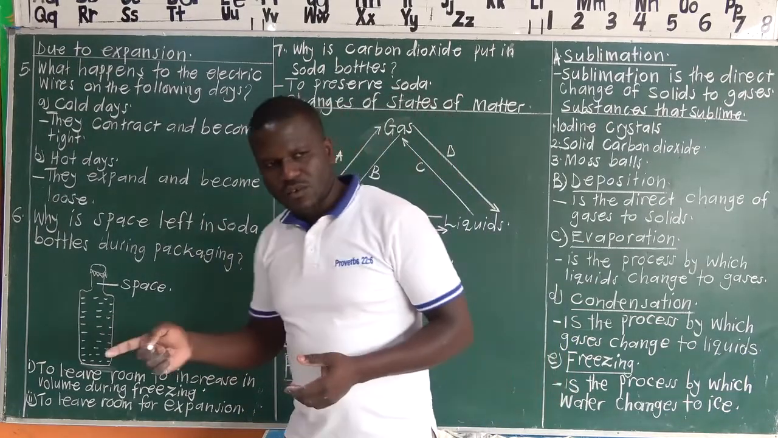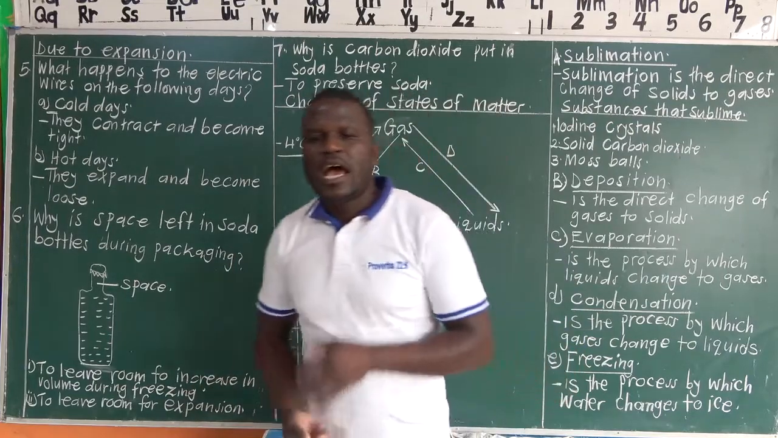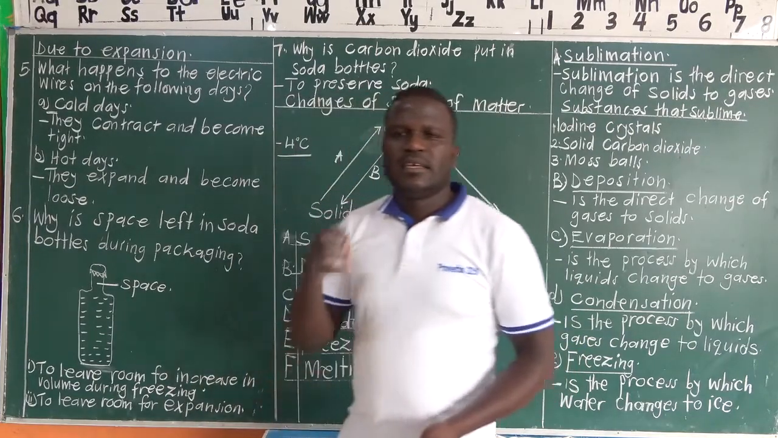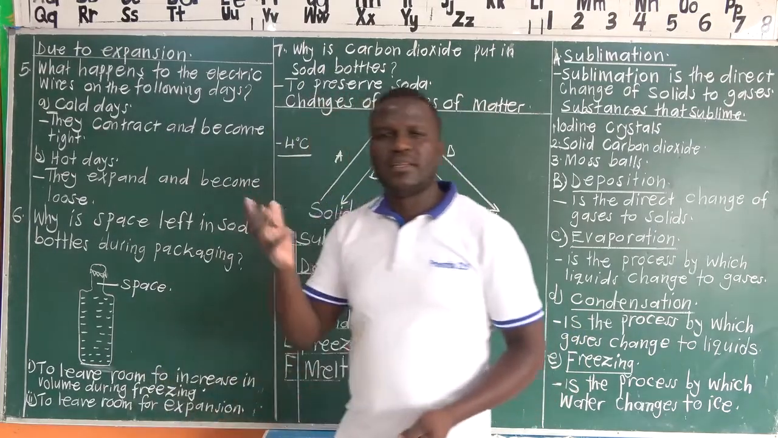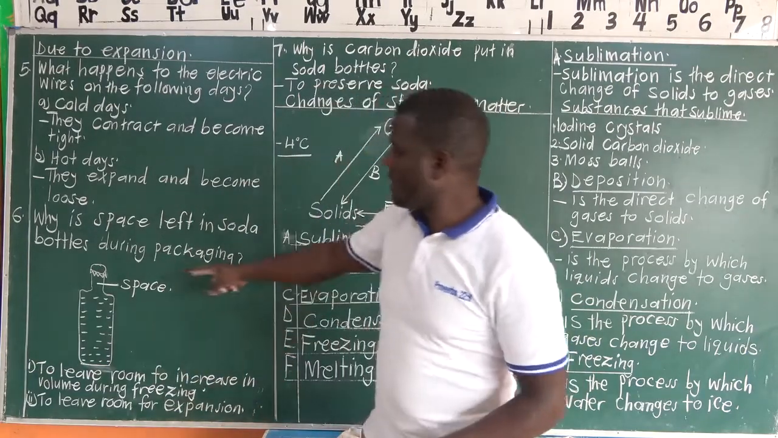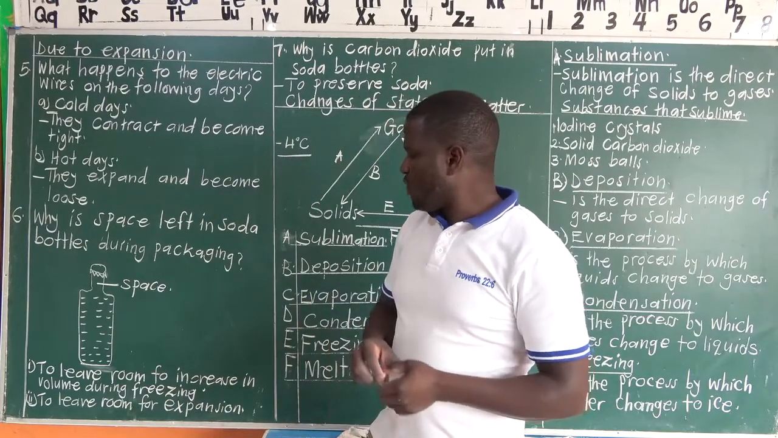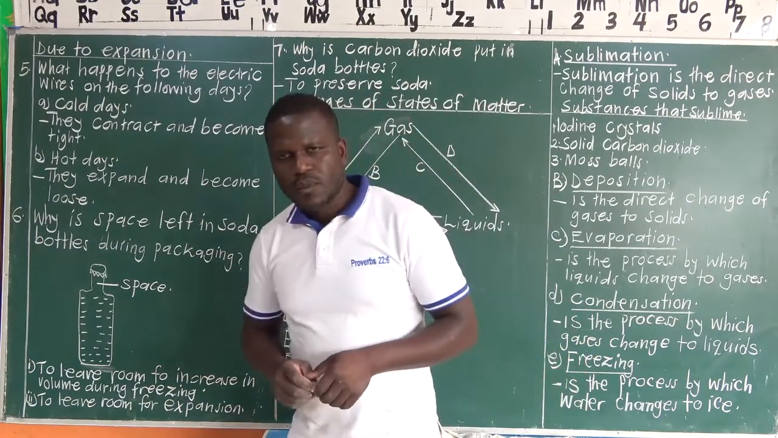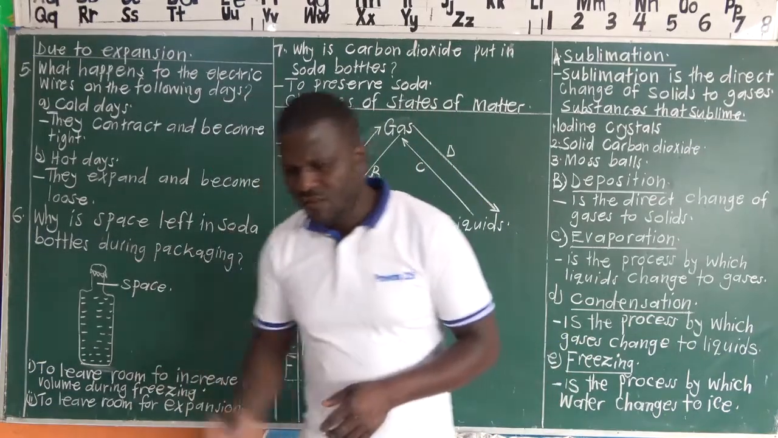So when they are packing soda in bottles, they leave that space for expansion. Because when you put a bottle of soda in a fridge or in a freezer and that soda goes below 4 degrees, that soda will expand. And when it expands, it will need more space. That's why that space is left. Then another reason is to leave room for increase in volume during freezing.